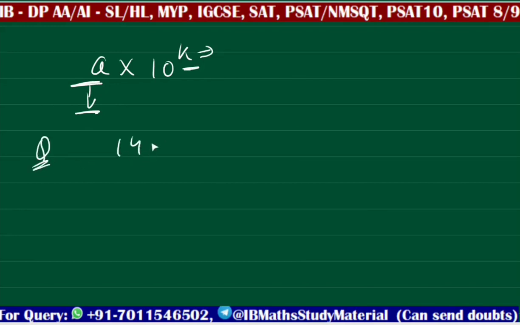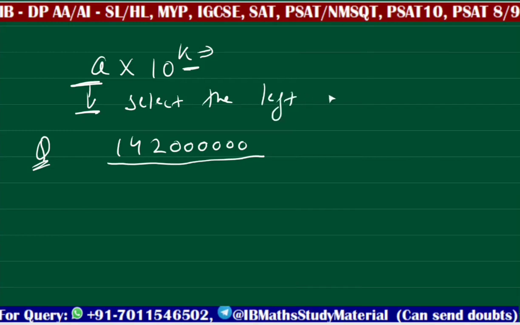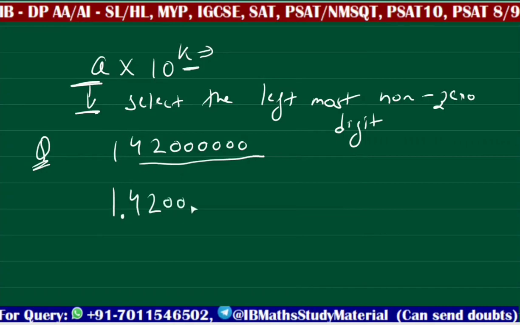So if I'm taking this 142000000, I have to write this number in standard form. For a, we need to select the leftmost non-zero digit. Here the non-zero digit is 1, and I have to place the decimal after this. So I will write this as 1.42000000.